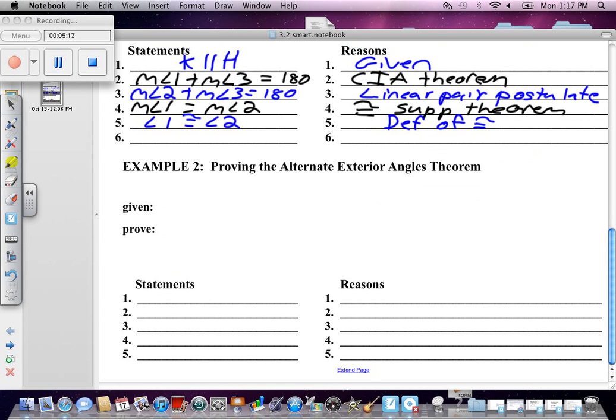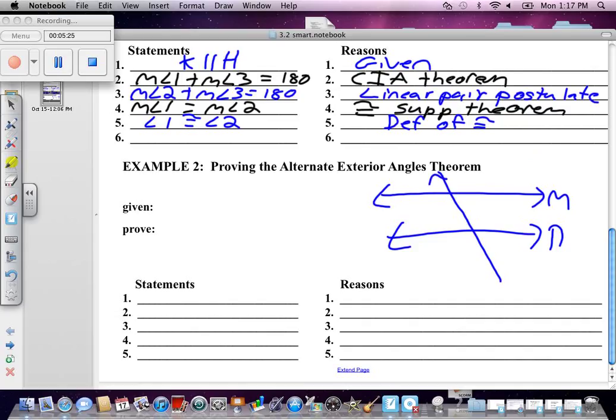Okay. We've got 2 lines, M and N. We've got a transversal, angle 1, 3, and 2. We know that M and N are parallel to each other, and we're trying to prove 1 is congruent to angle 2. Now this is the alternate exterior angle theorem, but we can't use this to prove the theorem. What's the first thing I'm going to write down? The what? Given. So M is parallel to N, given.